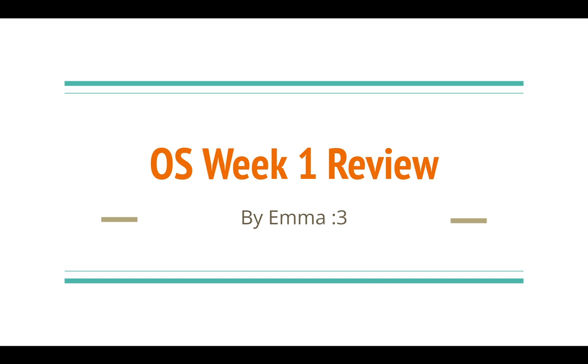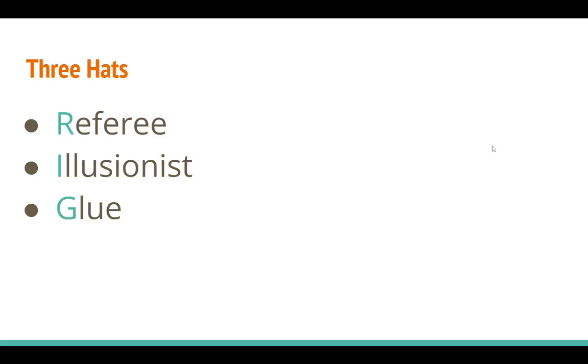So this week was cut a little short. And because of that, we only went over two things: the 3 hats that the OS wears and how to evaluate an OS. So, what are the 3 hats? The referee, the illusionist, and the glue. You can remember these 3 by RIG, the first letters of each. A nice little mnemonic device for people to remember.